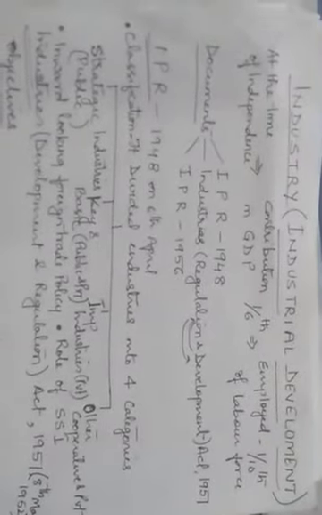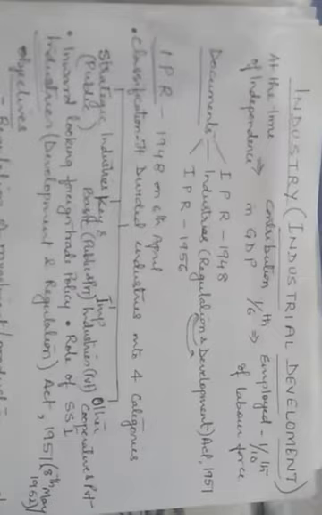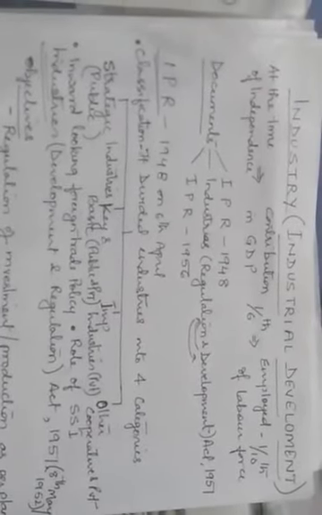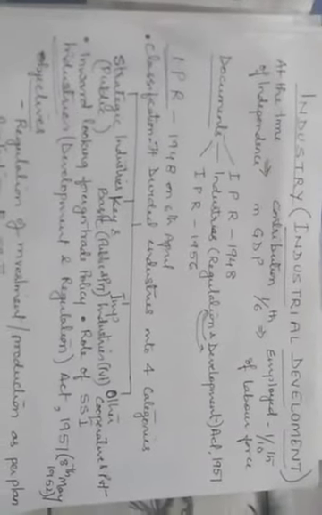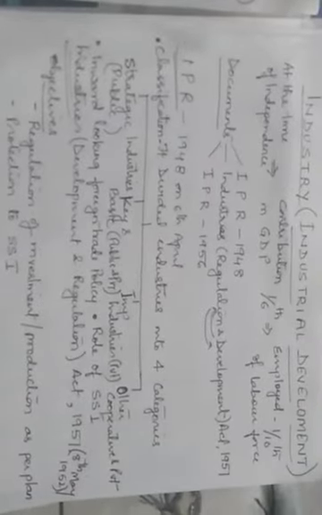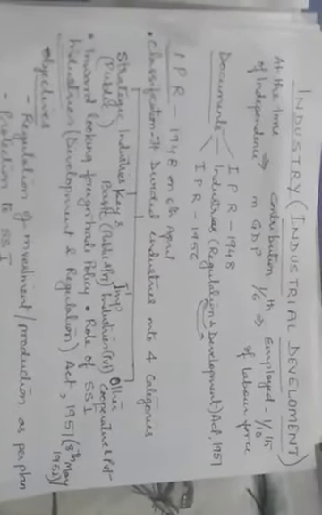Hello students. Today we are going to start with the measures undertaken by the government for the industrial development. So the documents that were prepared were IPR 1948, Industrial Regulation and Development Act 1951 and IPR 1956. That was the initial documents prepared for the industrial development. So what is this IPR?